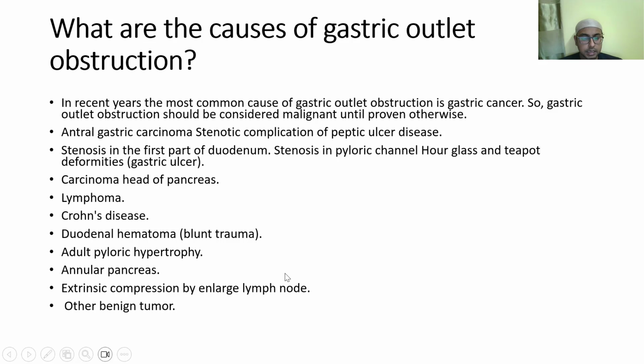In case of gastric lymphoma, there are significantly larger lymph nodes which put pressure on the luminal structure and cause obstruction. Other benign tumors could also be the cause. So carcinoma head of the pancreas, annular pancreas, these cancers and also the lymph nodes are the commonest among all.